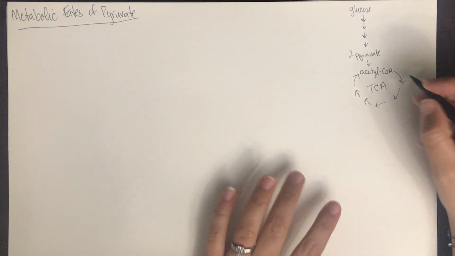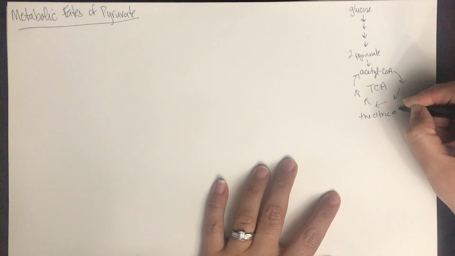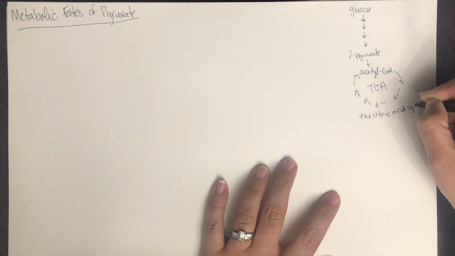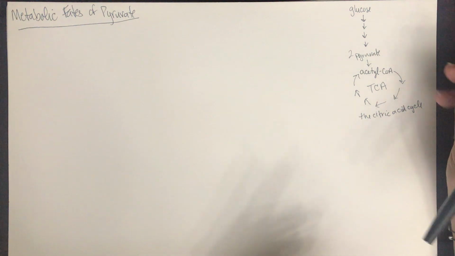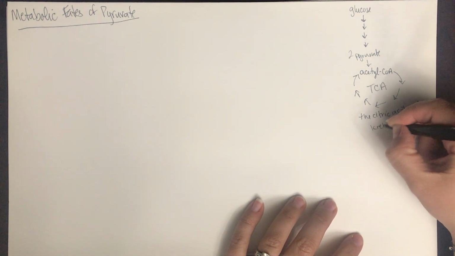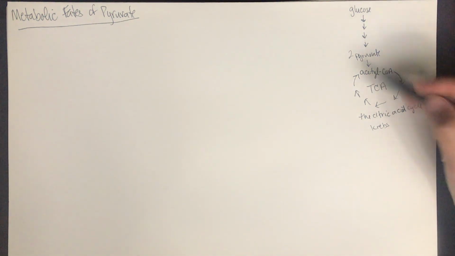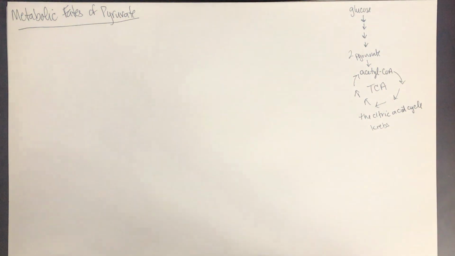The TCA cycle stands for the citric acid cycle. The next intermediate here is called citrate or citric acid. It's also sometimes called the Krebs cycle, or you'll see it called the TCA cycle. So these are 2 of the pathways in cellular respiration.